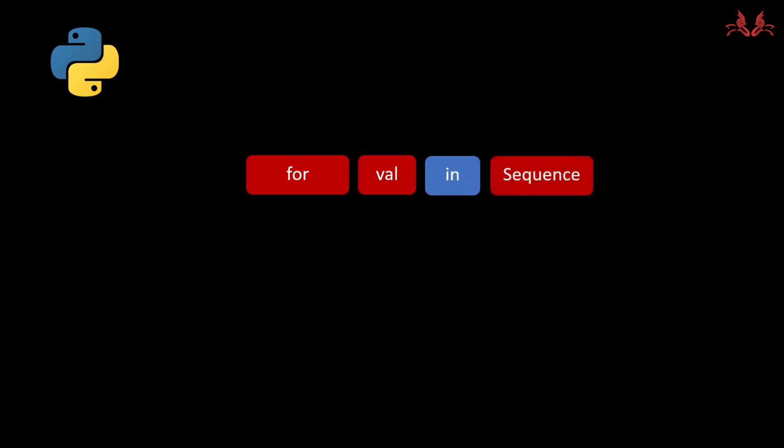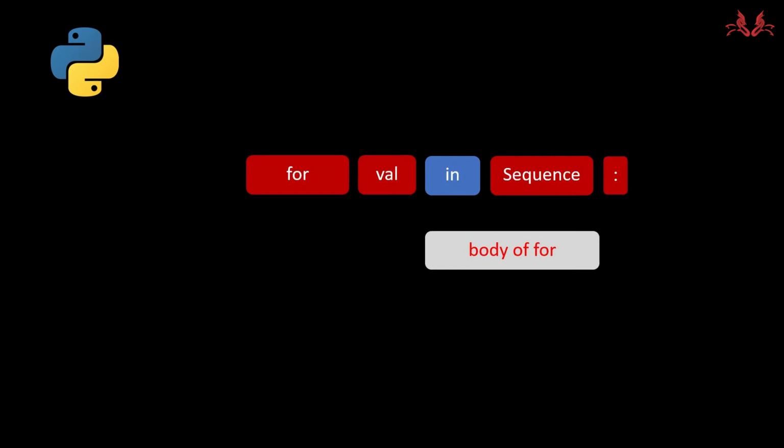At first, let's take a look at the structure of the for loop statement. We put for, variable, in, sequence, and a colon, and in the next line we put the statements of the body of the for loop. And don't forget to put an indentation before this. Alright, this is the structure of the for loop statement.